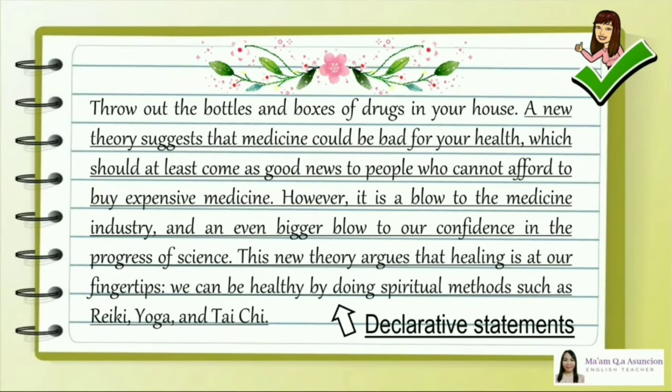Throw out the bottles and boxes of drugs in your house. A new theory suggests that medicine could be bad for your health, which should at least come as good news to people who cannot afford to buy expensive medicine. However, it is a blow to the medicine industry and an even bigger blow to our confidence in the progress of science. This new theory argues that healing is at our fingertips. We can be healthy by doing spiritual methods such as Reiki, yoga, and Tai Chi.